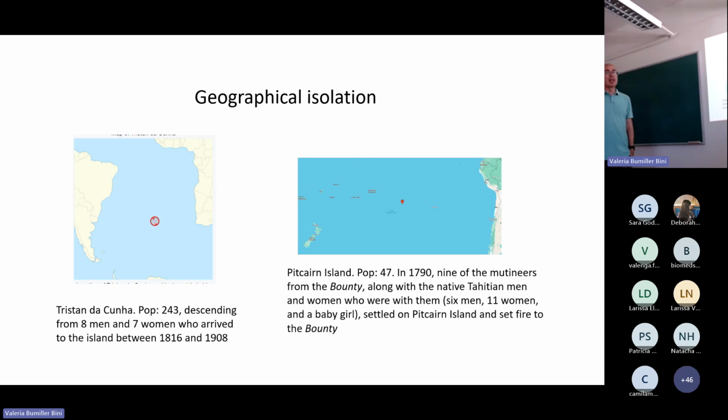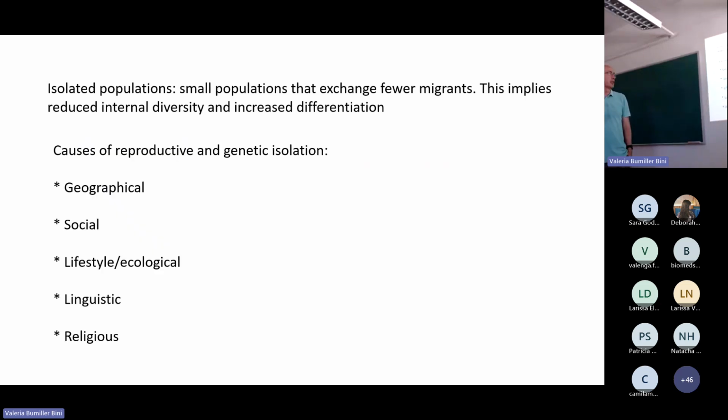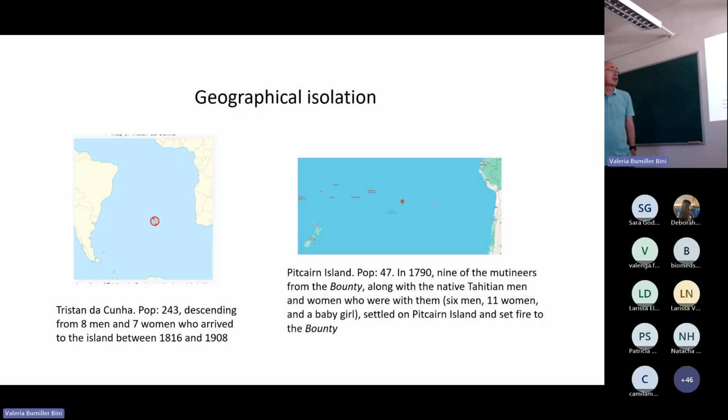We have many different sources of isolation that can be geographical, social, lifestyle, ecological, linguistic, religious. We have geographical isolation. Tristan da Cunha, population 143, in the middle of nowhere in the South Atlantic. We have Pitcairn, population 47, again, the most isolated population in the world in the geographical sense. And in both cases, we know who the first settlers were.